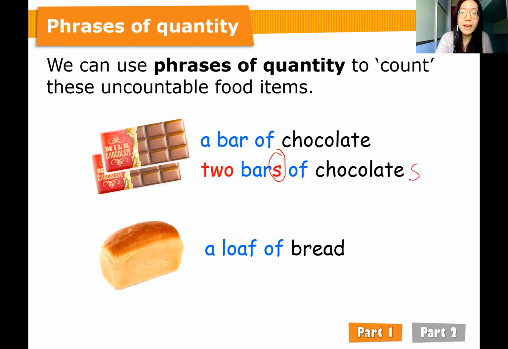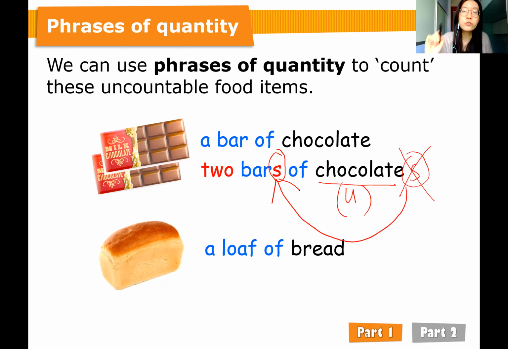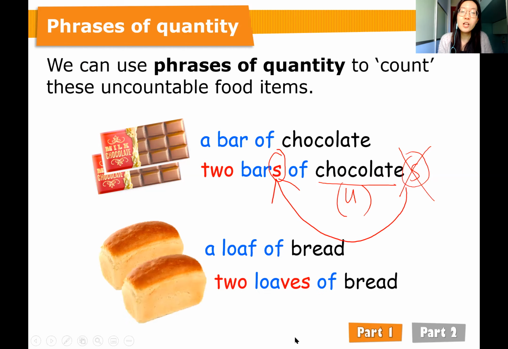We cannot add s here because this word is uncountable. So we cannot add s, but the s is moved to here. 2 bars of chocolate. How about 2 loaves of bread? Oh, we can say 2 loaves of bread. Okay, the F changed to V and add ES afterwards, and then 2 before. Can we say 2 loaf of breads? No, sorry, because the S is moved to here.